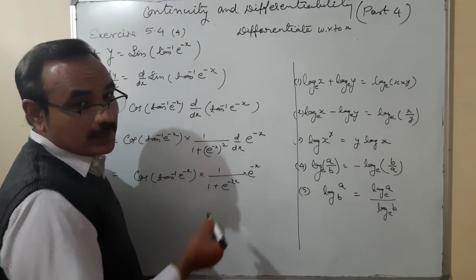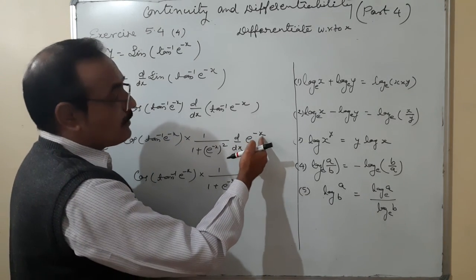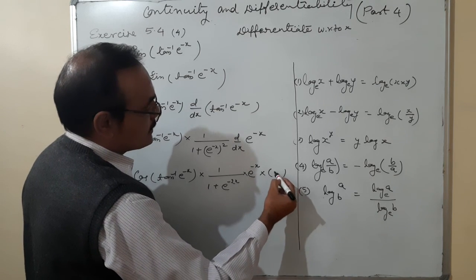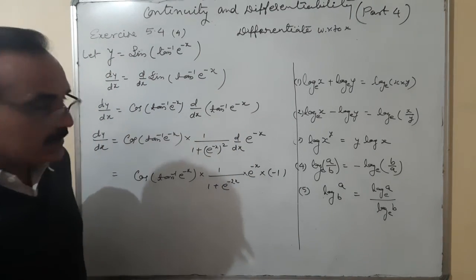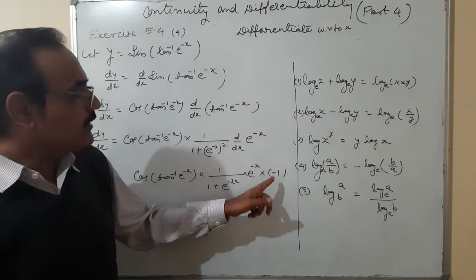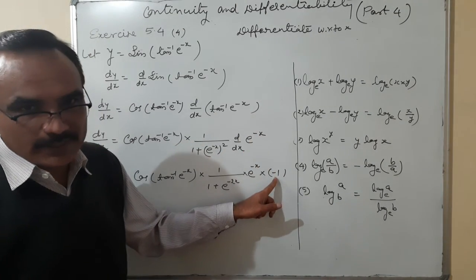And the differentiation of t, that means we have taken minus x. And the differentiation of minus x is minus 1. Is that clear? This is t, e to the power t is e to the power t. And again the differentiation of t, which is minus x, so the differentiation of minus x is minus 1.